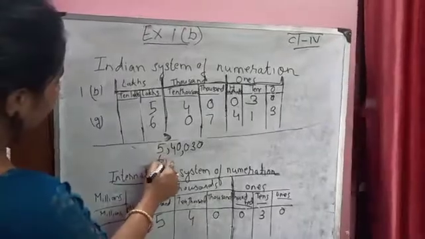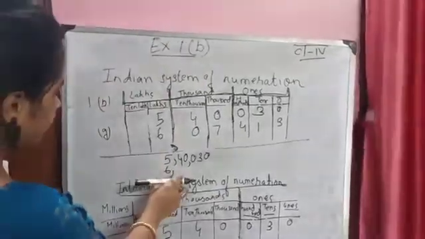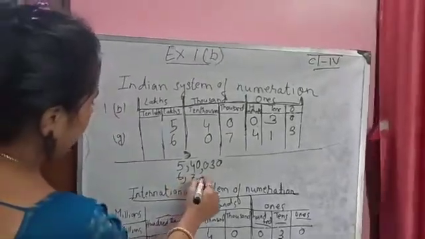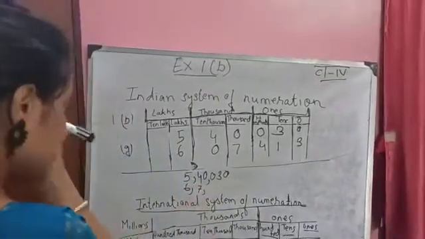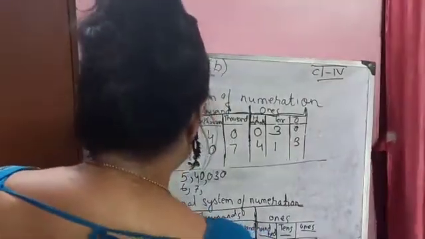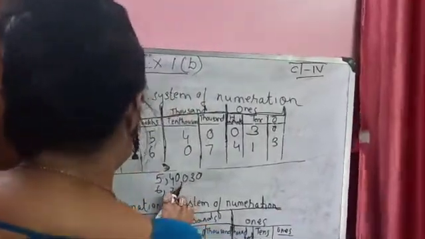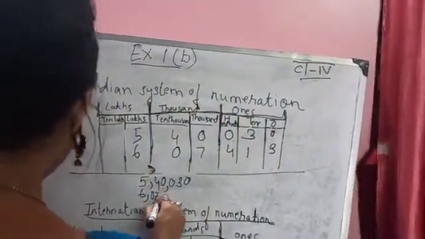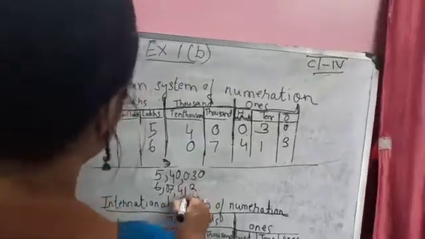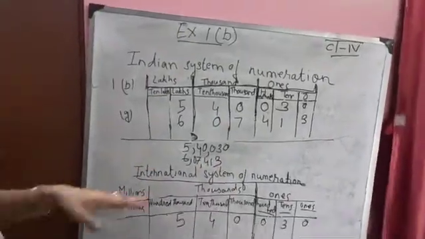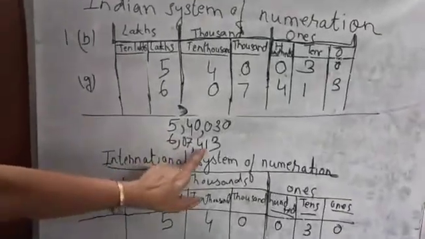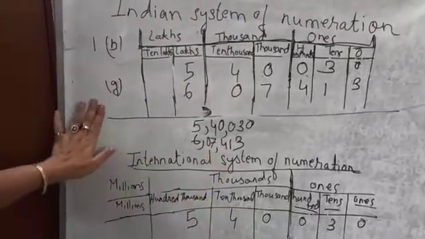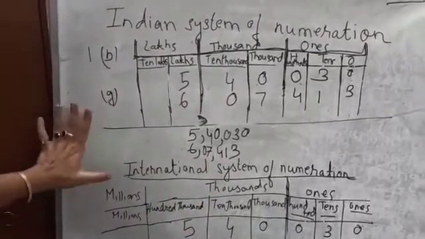After 6 you'll give a comma, because you see the bar over here. 6 lakhs, 7,000 and so on. It will be 6,07,413. You see the commas very nicely. Can you see? So this is how the number will stand. Am I clear to you, my dear children?